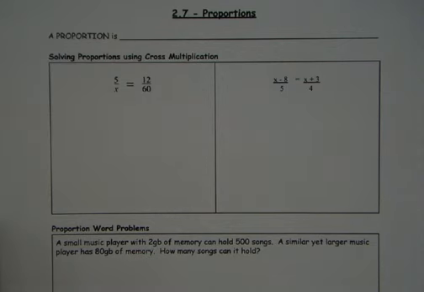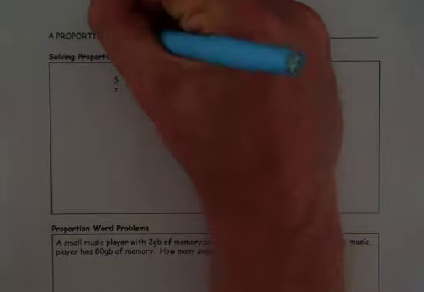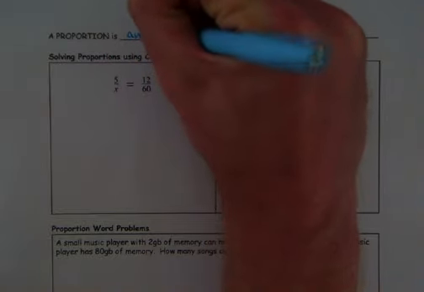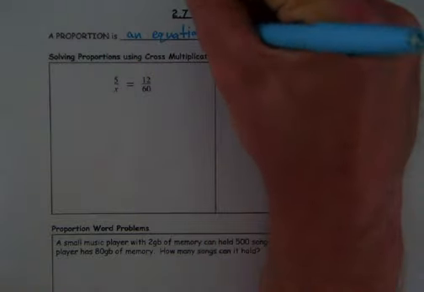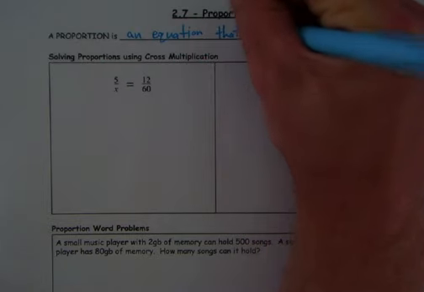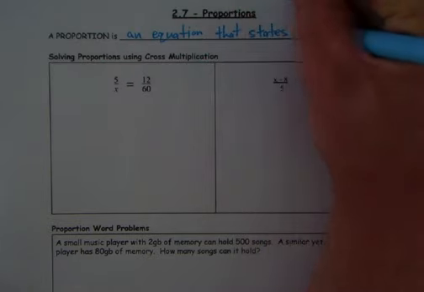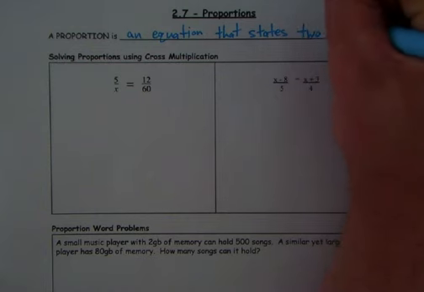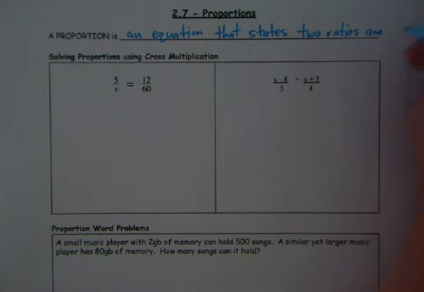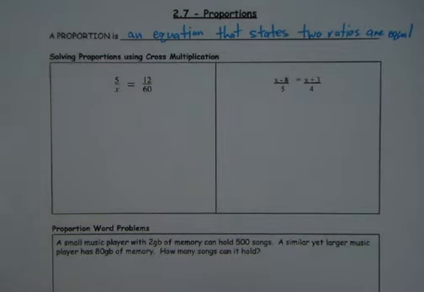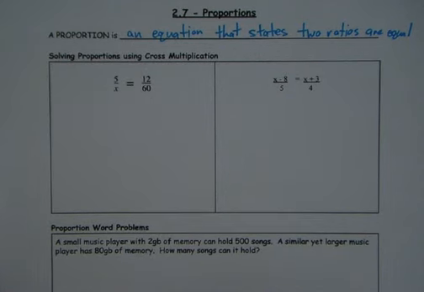We talked about ratios and rates and unit rates before. Well, a proportion has to do with that. A proportion uses ratios, okay? So a proportion is an equation that states two ratios are equal. You can see that? So a proportion is an equation that states two ratios are equal.